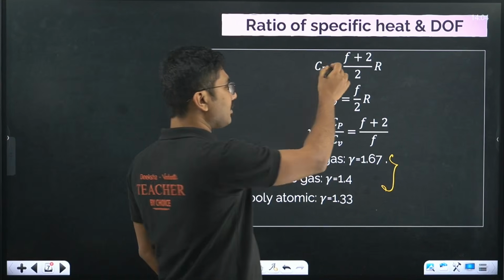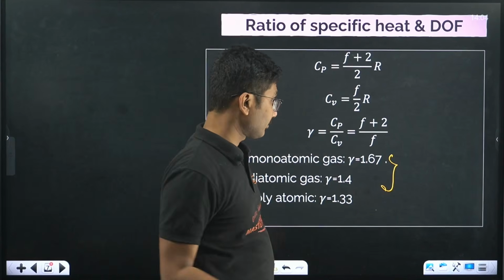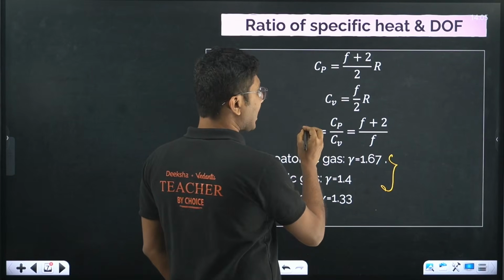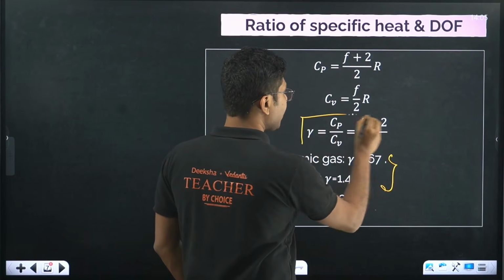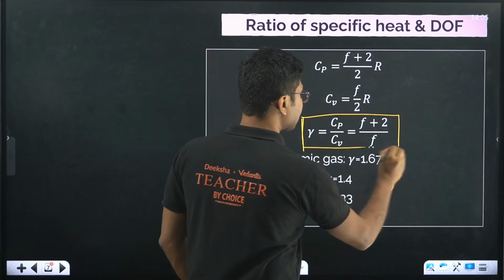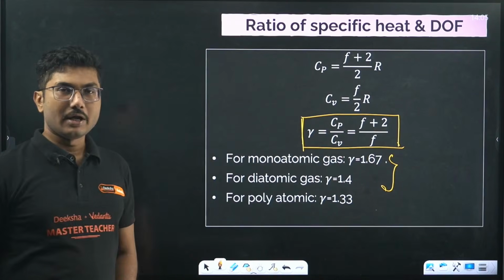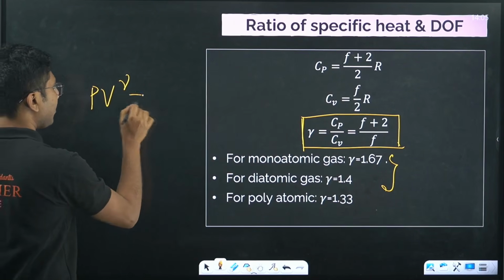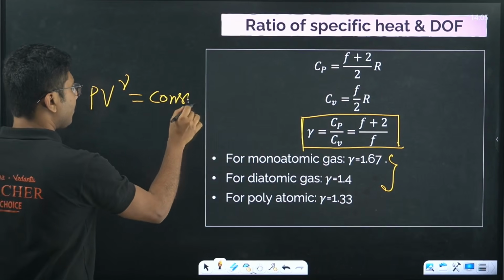So degrees of freedom is, sorry, I just got a little ahead. So basically what I am trying to say is that the ratio of specific heat is Cp by Cv, gamma. PV to the power gamma equals a constant for an adiabatic process. If you remember, we have used this formula.